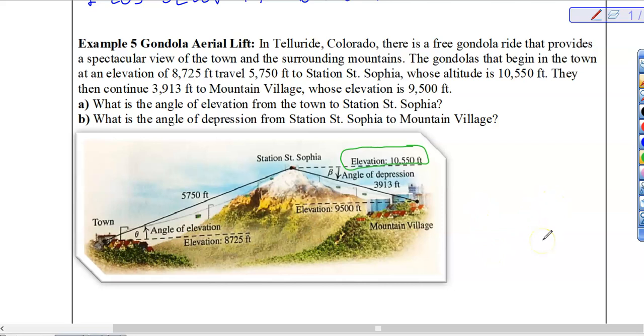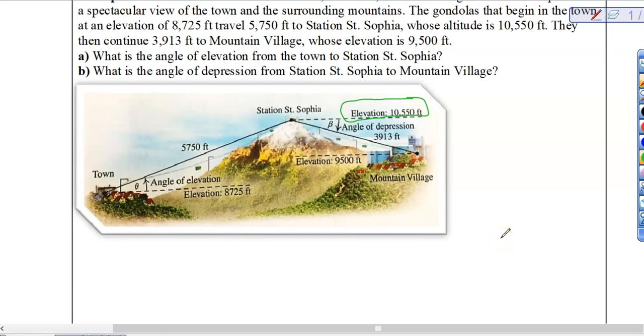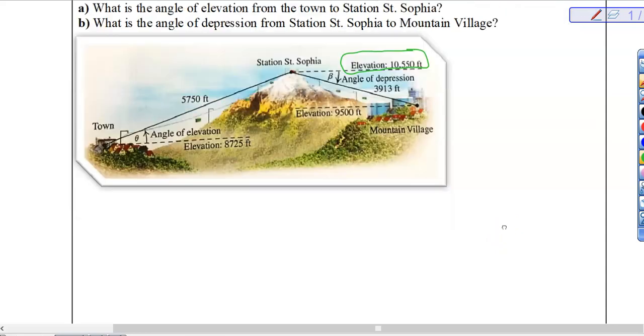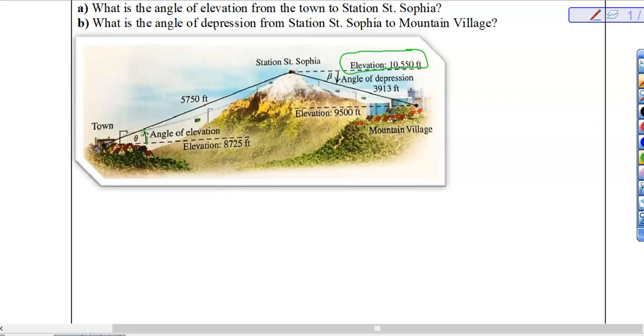Okay, so let's just break this problem down. Notice it's nice that they gave us pictures to help us out. We're supposed to A, find the angle of elevation from the town to Station St. Sophia, and then B, find the angle of depression from Station St. Sophia to Mountain Village. Okay, so thank goodness for pictures. Remember, we need measures. So let's take a look at the picture from the town to Station St. Sophia. We are looking for the angle of elevation.